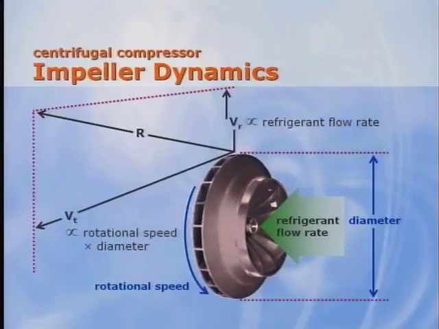You can see that these forces can be broken down into two primary components. One is the radial vector, V sub r, which is proportional to the refrigerant flow rate through the compressor. The other is the tangential vector, V sub t, which is proportional to the rotational speed and the diameter of the impeller. Together these form the velocity vector r, which is proportional to the kinetic energy of the refrigerant. Therefore, the ability of a compressor to produce static pressure can be changed by the refrigerant flow rate, rotational speed, and diameter of the impeller.